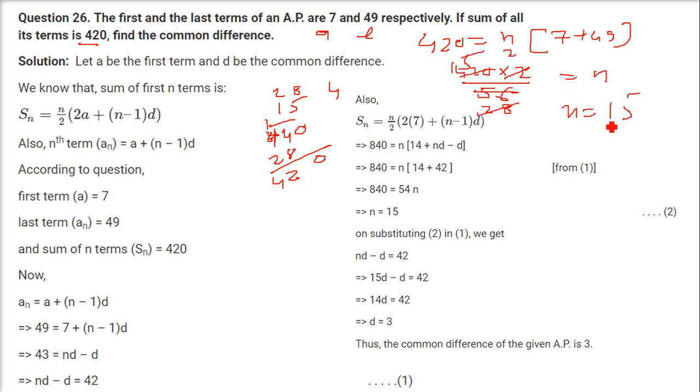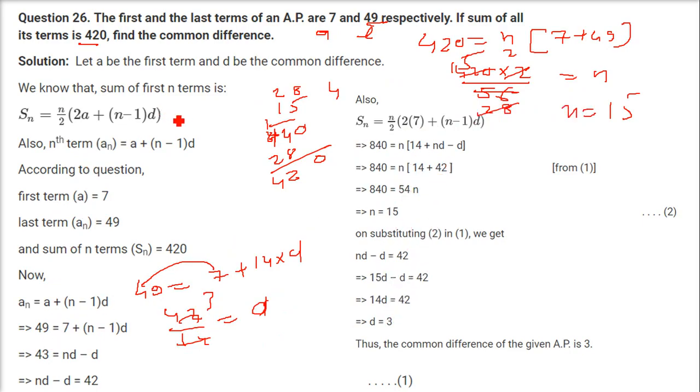When you know n and you know the last term and the first term also, you can find out the common difference. That is, the last term 49 will be a plus (n minus 1) into d. A is 7, n minus 1, 15 minus 1, that is 14 into d. So 49 minus 7 is 42, divided by 14, and d is going to be 3. So this is the way I taught you, but this is another method also.